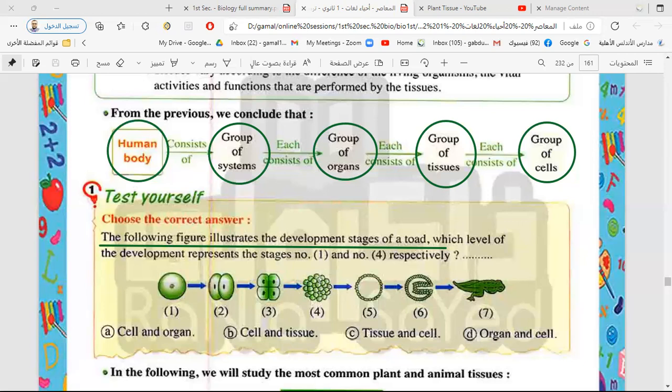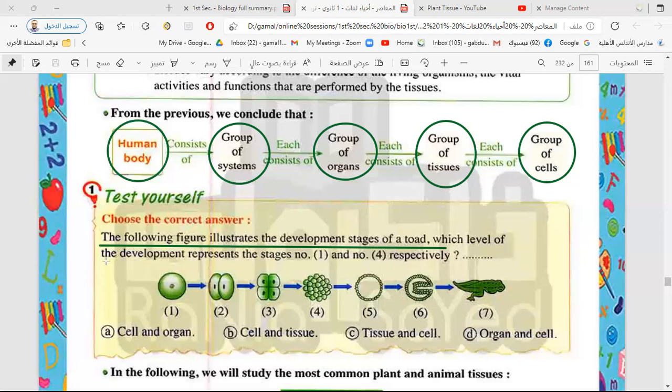This block of cells is called the tissue. Here we have a tissue. In number 4 we have what? A tissue. But here we have one cell, two cells, four cells. Now in number 4 only we have a tissue. Okay. And number 5 now becomes an organ. Number 6 becomes a system. And finally number 7 represents what? A body, a whole body.